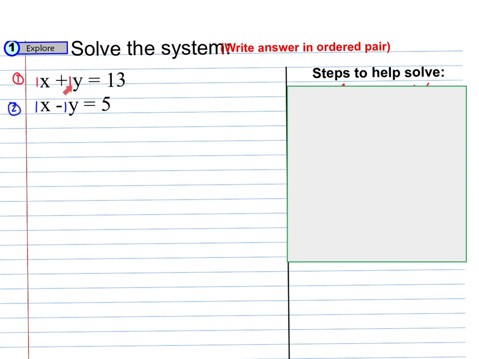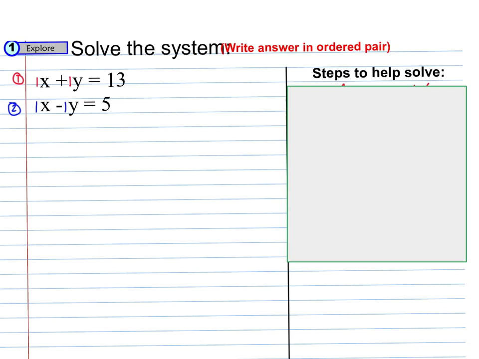So we have to analyze and figure out what letter we're going to get rid of. To make our life easier, if you find any opposites, then that's the variable you're going to eliminate. Since these are not opposites, I'm not going to eliminate the x's. But if you notice, we have opposites for the y. And what I mean by opposites is it's the same number, but one is positive and one is negative. So those are opposites of each other.